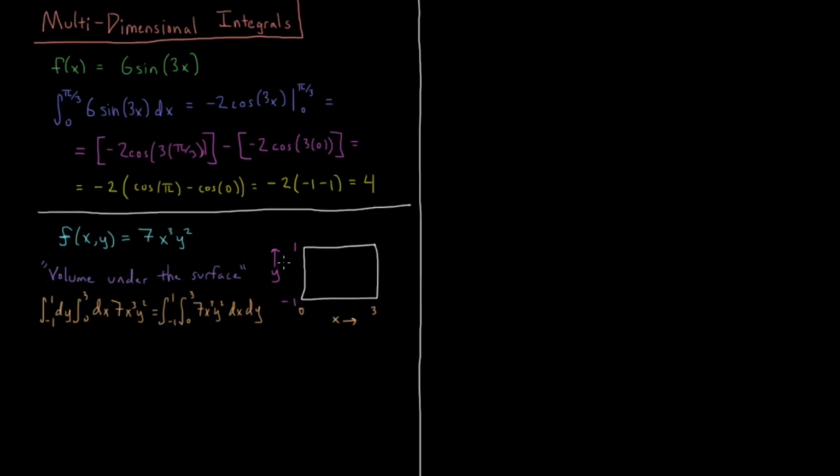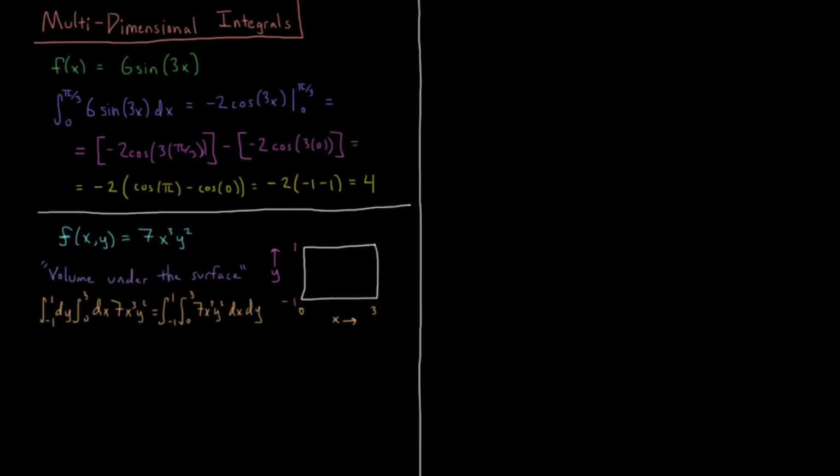Okay, so we want to know the volume under this surface. So we can do this particular integral here. Integral minus 1 to 1 dy, integral 0 to 3 dx, 7x cubed y squared. So I'm saying that the limits of x are 0 to 3, the limits of y are minus 1 to 1, which I can also express this way: integral minus 1 to 1, integral 0 to 3, 7x cubed y squared dx dy, taking the inner limits to go with the inner infinitesimal. So the limits of dx are on the inside, limits of dy are on the outside.